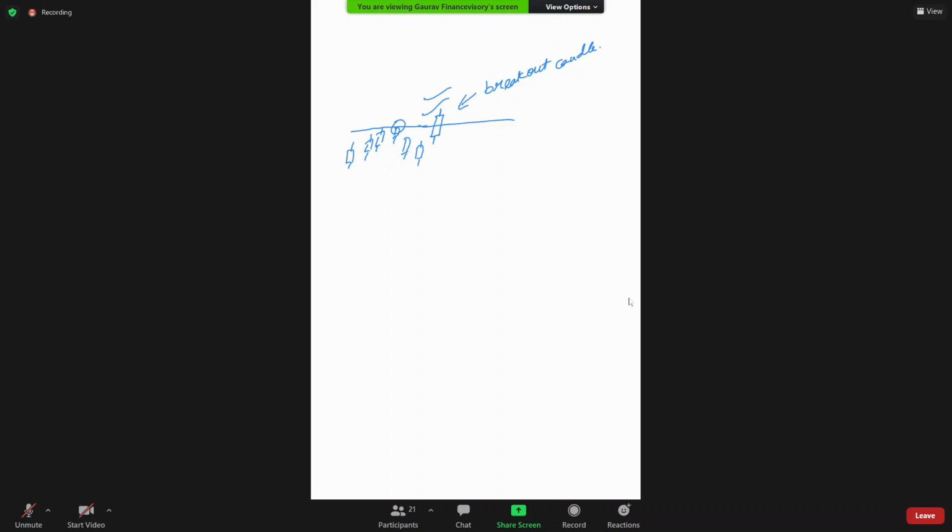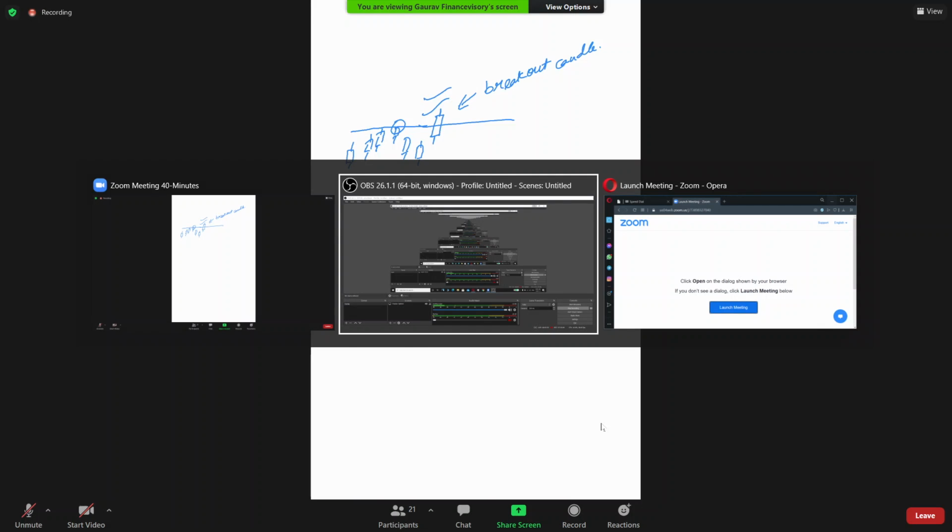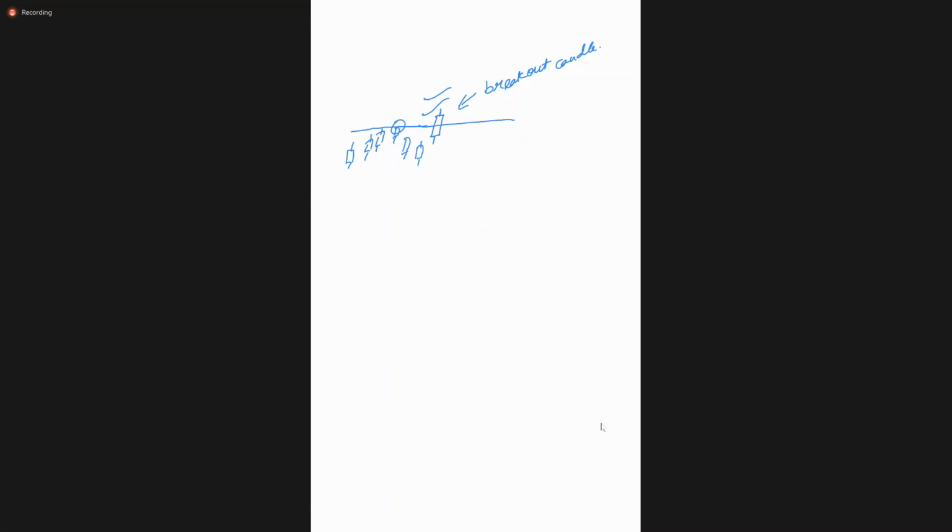Now, what is a false breakout? Let me tell you what a false breakout is. Suppose this breakout has happened, and after that the stock reverts from this point. I mean, the stock actually gave a fake move, triggered some orders above this point, and now the stock started to move downwards. This is a fake breakout or a false breakout, whatever you call it.